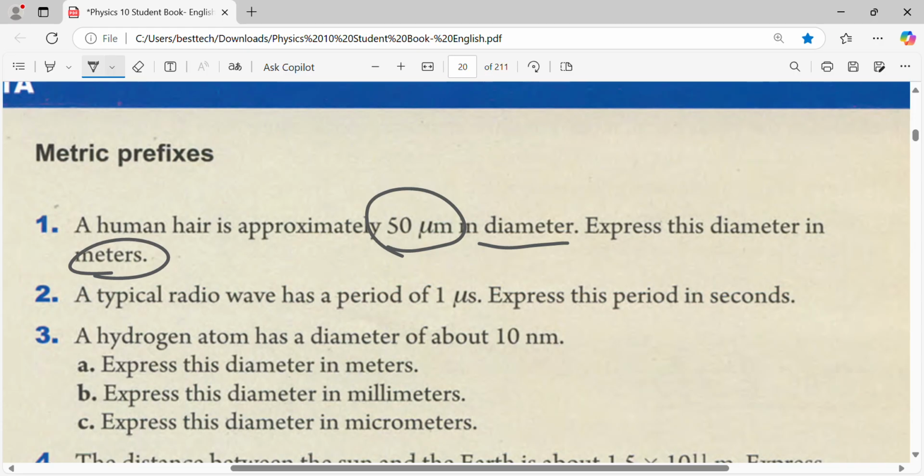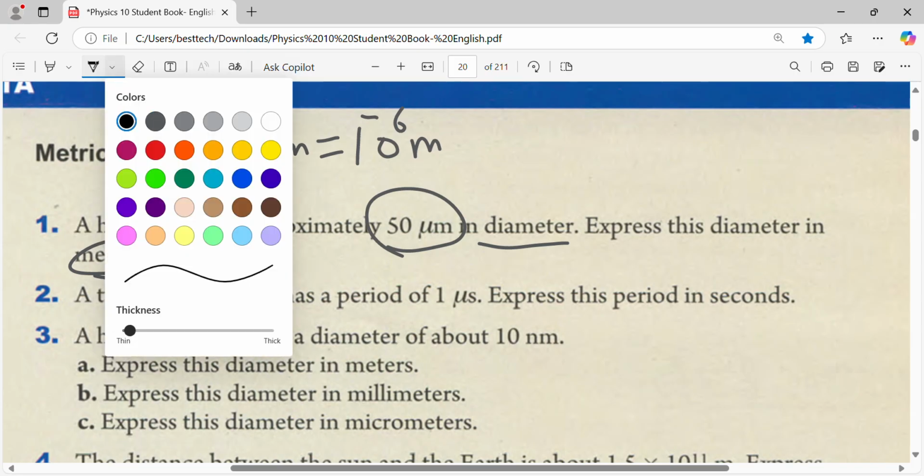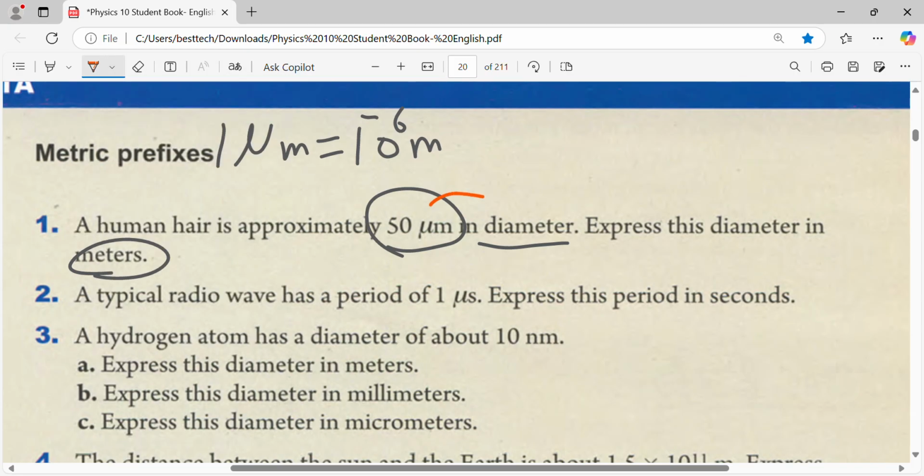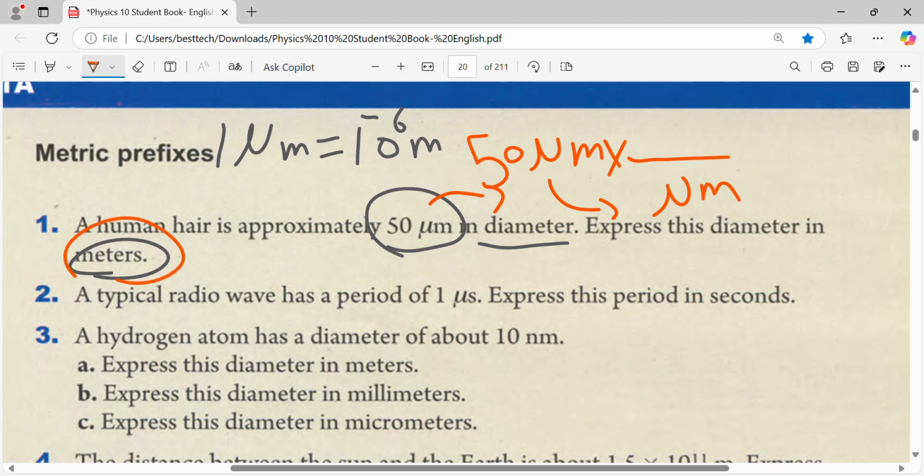Guys, first write the rule. You have to memorize a table for the rules. 1 micrometer equals 10 power negative 6 meter. As I memorize the rule, make a line and multiply and make a line all the time. The number is 50 micrometer, times make a line. Copy the micrometer in the down, and in the up, because the question said make it meter, you have to write the meter.